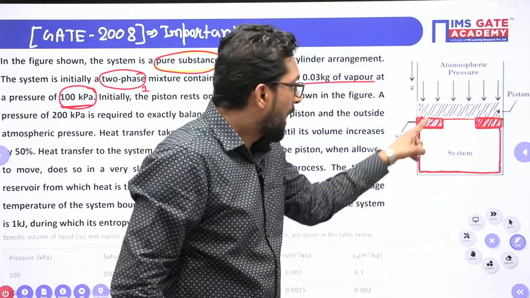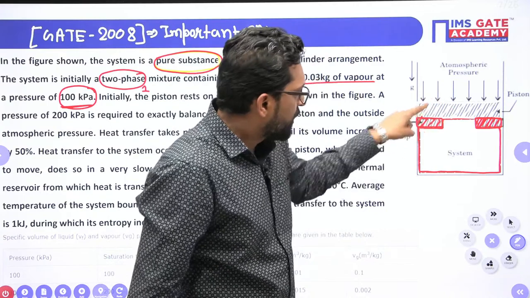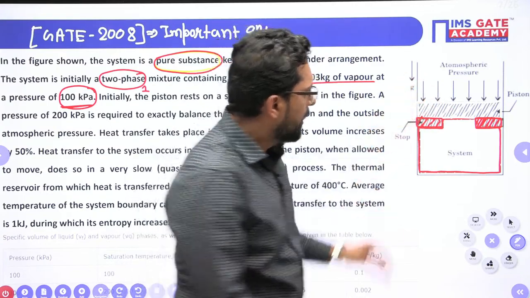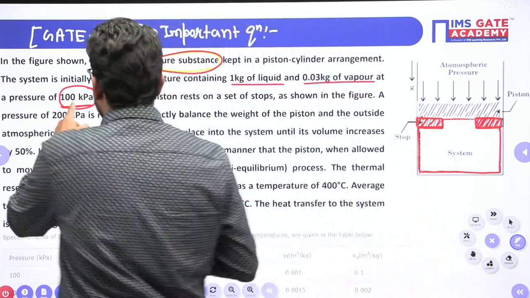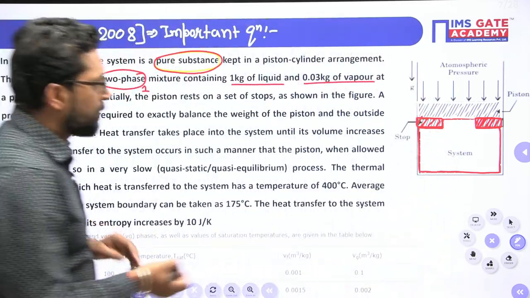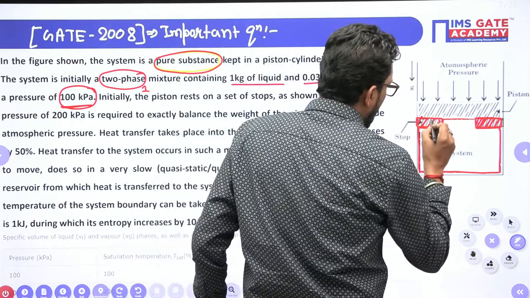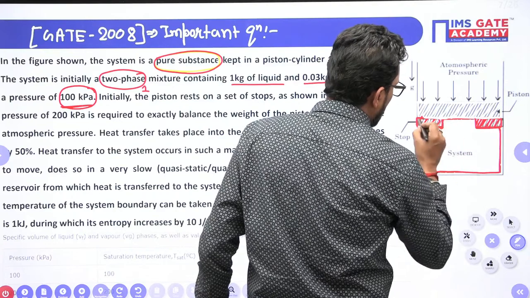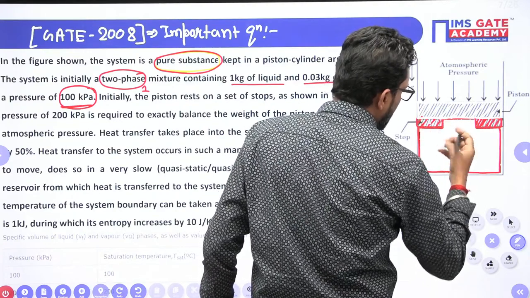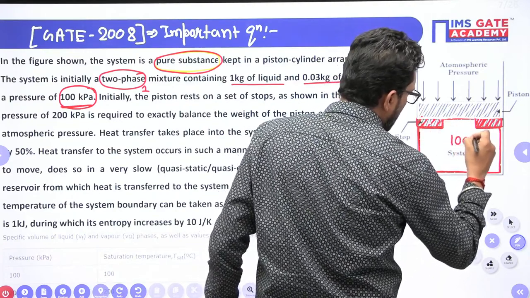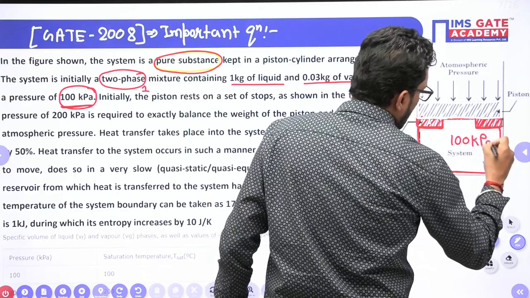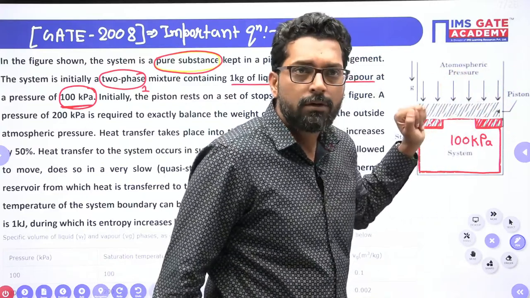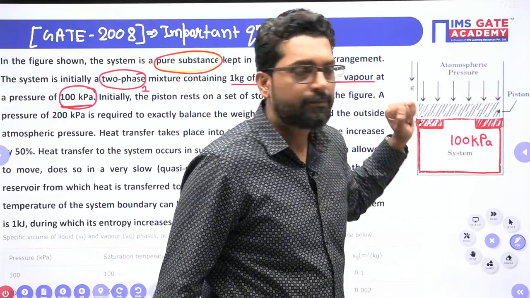That means when the piston and stops are in contact with each other, in that situation, what is the pressure? 100 kilopascal. That means when the piston and the stops are just in contact, resting on each other, the system pressure is 100 kilopascal. That means at 100 kilopascal, the piston doesn't move. Okay.